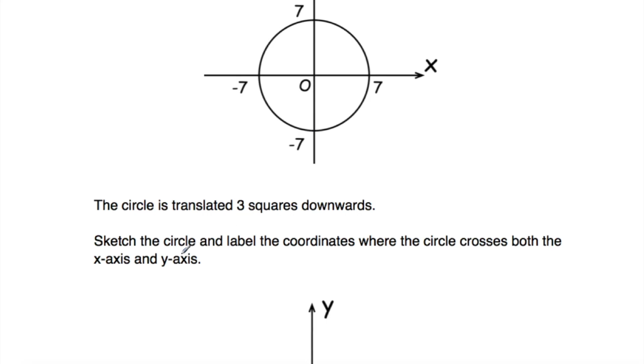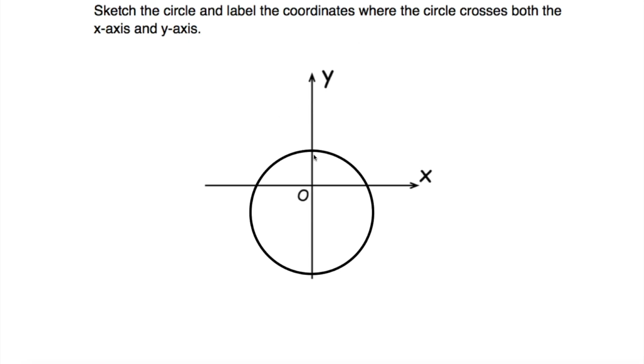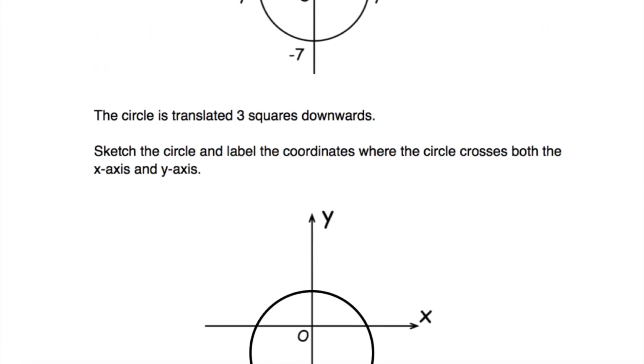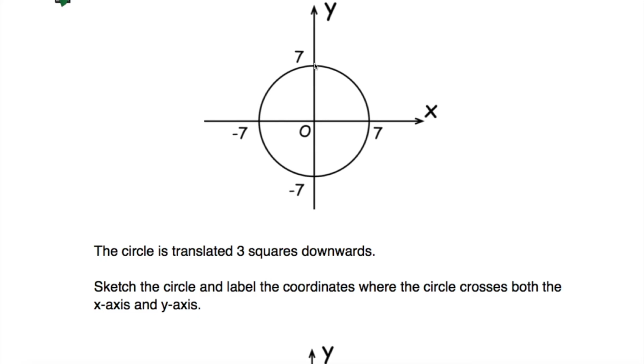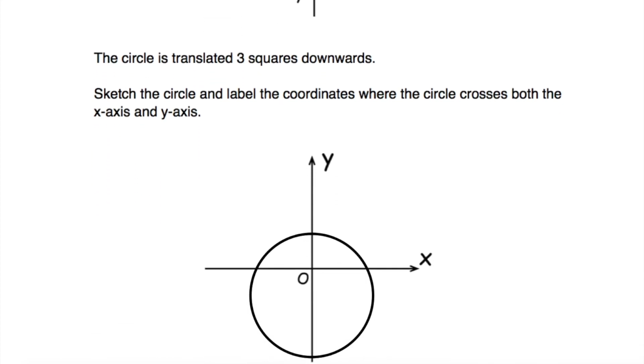And the question says, sketch the circle and label the coordinates where the circle crosses both the x-axis and the y-axis. So let's do a little sketch. So here's our x-axis and y-axis. So here's our circle to begin with, and it's translated 3 squares down, so it's going to move down. Now one thing to note is the top of the circle is still above the x-axis, because if we look at this, the top of the circle across the x-axis is 7. If we translate that 3 squares down, it's not going to go below the x-axis, it's going to be up here somewhere.